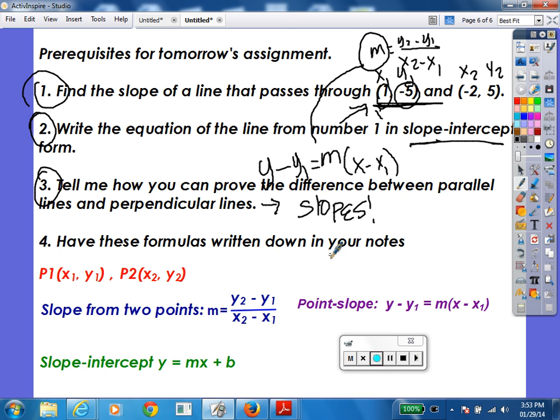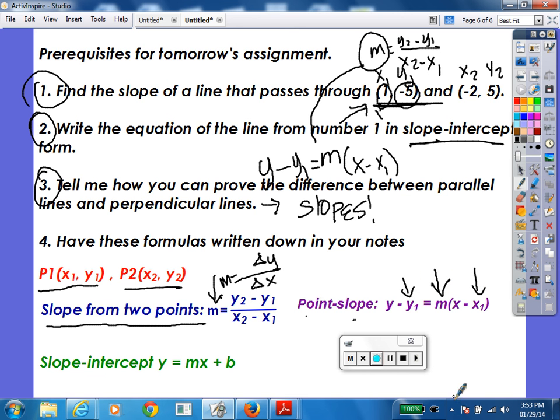And make sure you have all these formulas written down. This is point 1 and point 2. So if I give you 2 points, here's how you find the slope of 2 points, just the slope. You do your change in y over your change in x, okay? That's what this little triangle means, change in. This is point slope. We use point slope form when we have a slope and we have a point that's not the y-intercept. We use slope-intercept when we have the slope and we have the y-intercept. We know where it's crossing the y-axis.